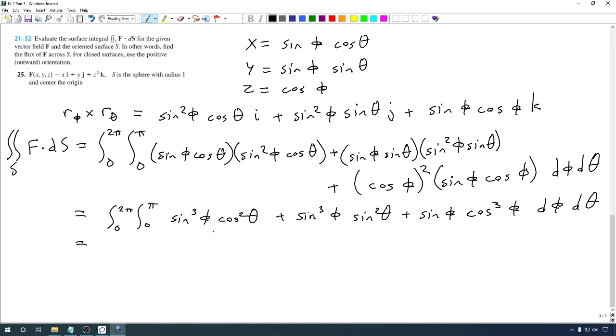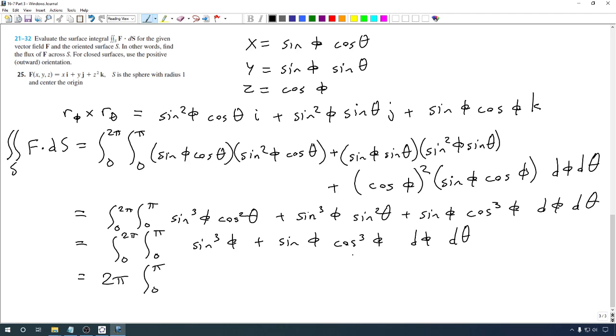And we can simplify this. So first of all, we have sine cubed phi in both these terms. What's left is cosine squared and sine squared. Essentially, we can factor out the sine cubed, and the cosine squared plus sine squared turns into a 1. So we end up with a sine cubed phi plus sine phi cosine cubed phi, d phi d theta. One nice thing about this so far is that there are no thetas left in the integral. So the integral from 0 to 2 pi, I can just turn into a 2 pi on the outside.